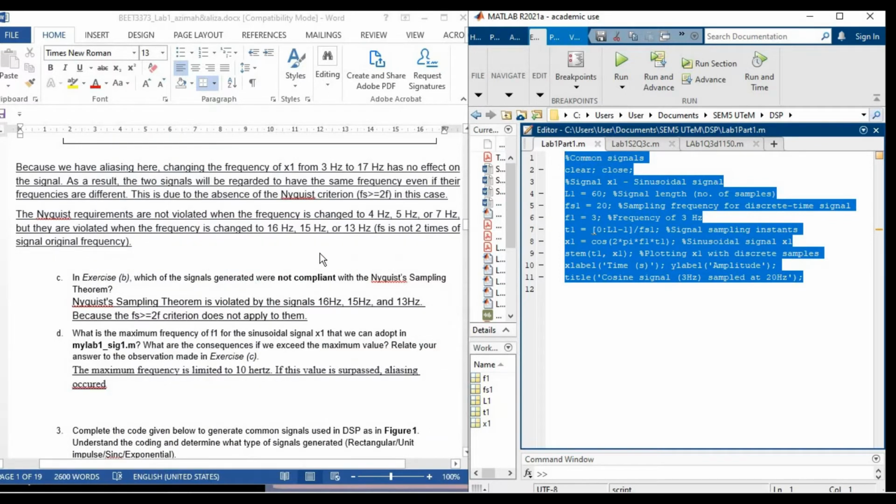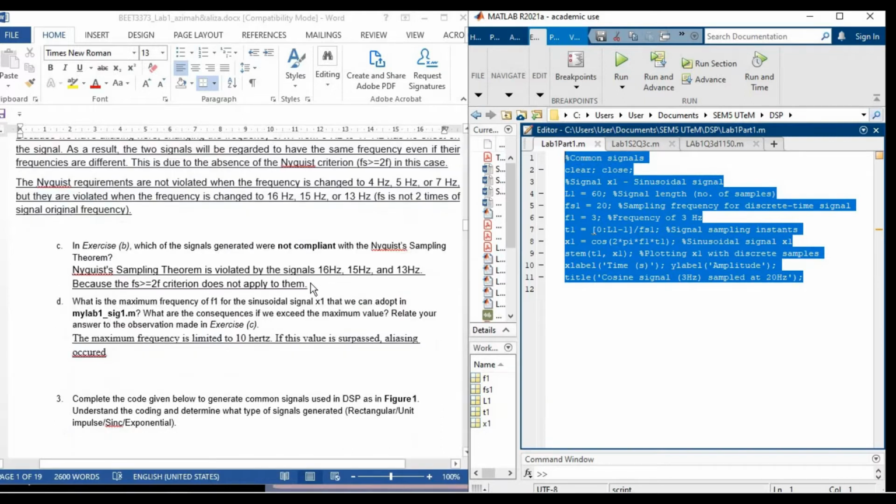Aliasing happens because changing the frequency of S1 from 3 Hz to 70 Hz has no effect on the signal. As a result, the two signals will be regarded as having the same frequency even if their frequencies are different. This is due to the absence of the Nyquist criterion, Fs more than 2F, in this case. The Nyquist requirements are not violated when the frequency is changed to 4, 5 or 7 Hz, but they are violated when the frequency is changed to 60, 50 or 13 Hz. Fs is not 2 times the signal's original frequency.